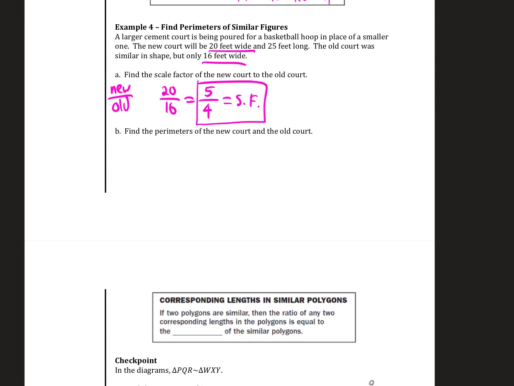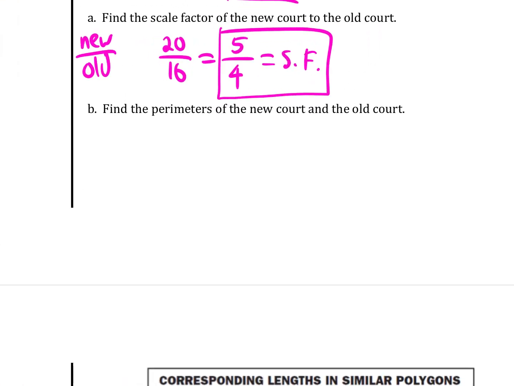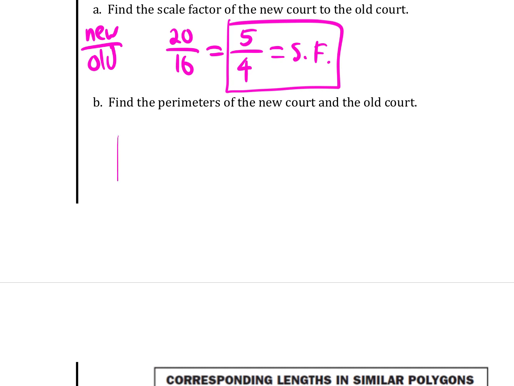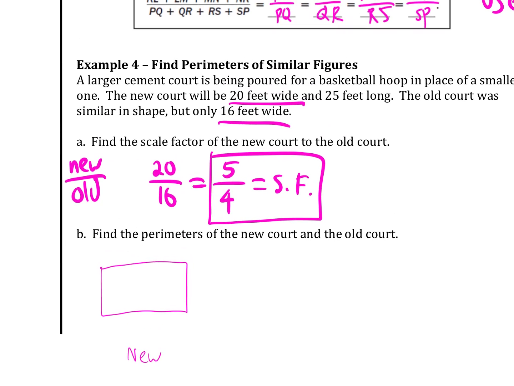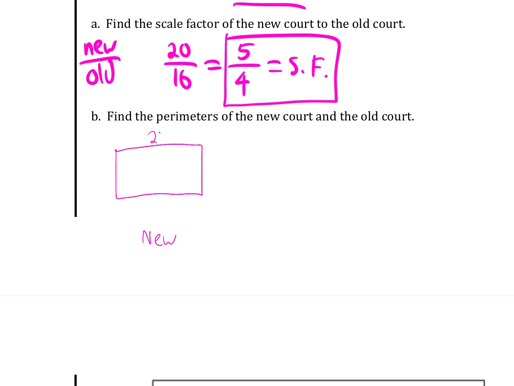All right, let's talk about this now. So find the perimeters of the new court and the old court. Let's make some drawings here, okay? So let's do the new court over here. I'm not going to draw it perfect, but we'll see how we do. So the new court, okay, looks like the length is 25 feet. These are both 25.